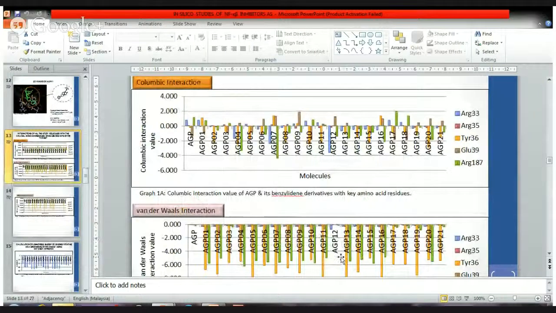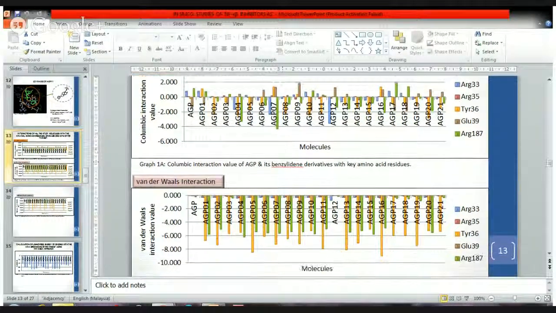Probably here you can see the Coulombic interaction, AGP07. Yes, it shows significance compared to the others, with the amino acid residue arginine 187, which is one of the most crucial amino acid residues at the binding site. So you can see it is forming a strong interaction. And then the van der Waals interaction.